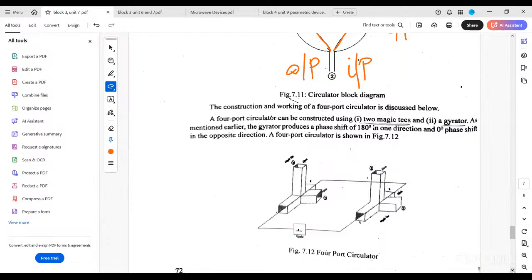Magic tee. So here we are connecting two magic tees. I will show another, clearer diagram. This is the circulator diagram. How many magic tees are connected here? Two magic tees are connected. When a wave is incident on port 1, it will come out across port 2.